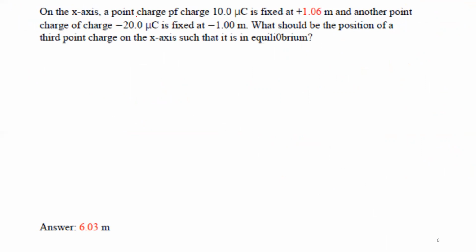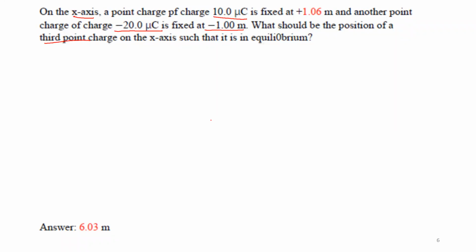Now let's solve this problem here. Read the problem carefully. The question reads: on an x-axis, a point charge of 10 microcoulomb, so plus 10, is fixed at 1.06 meters, and another point charge of minus 20 microcoulomb is fixed at minus 1 meter. What should be the position of a third point charge on the x-axis such that the third point charge is in equilibrium?